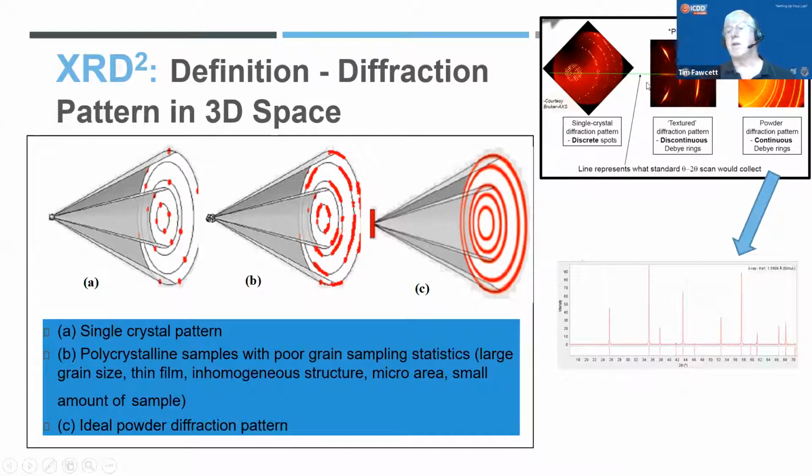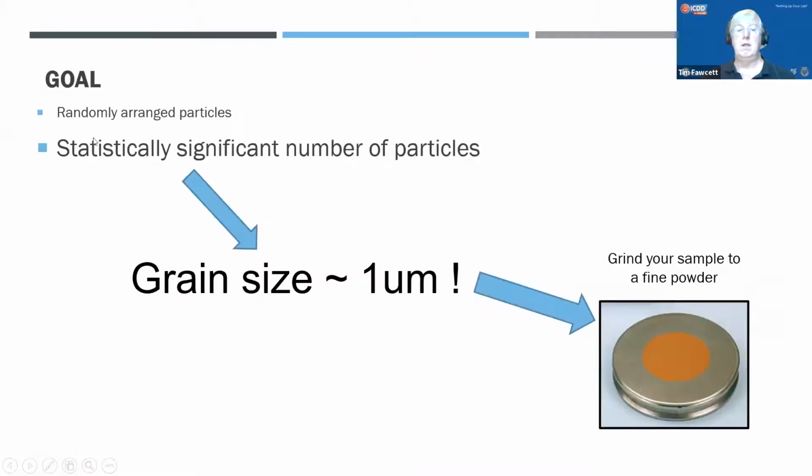You can see that if we have something textured, though, we may come along to the same area, and maybe for one of the reflections, there's no intensity, and for another reflection, there's an enormous amount of intensity. So you have irreproducible intensity. So what we want to do is we want to get this and avoid this. So we have randomly oriented particles that we want, and we want a statistically significant number of particles.